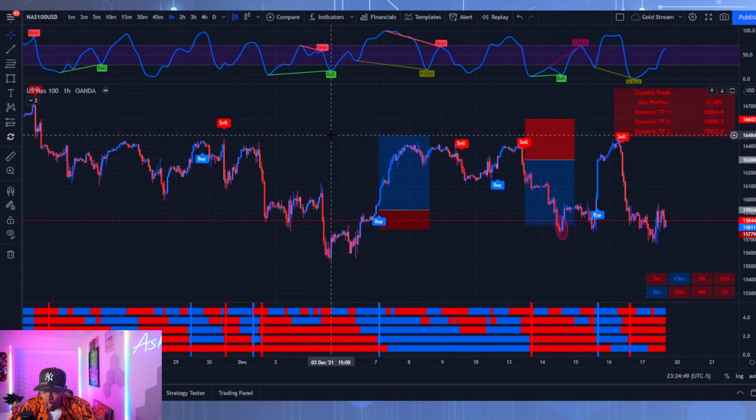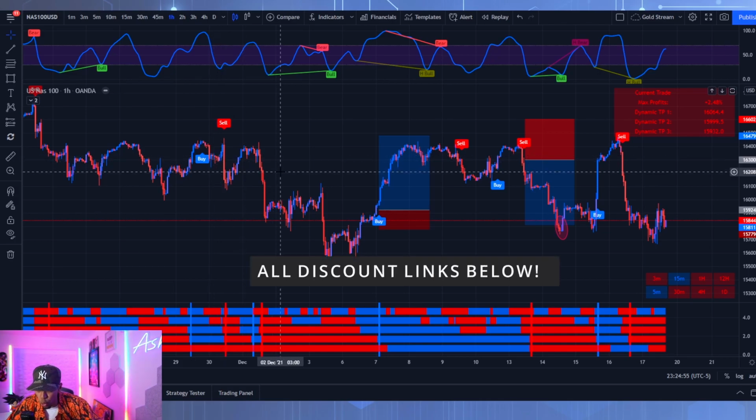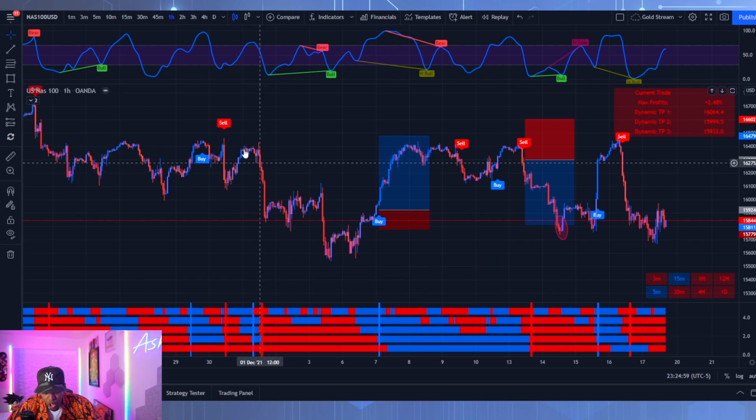NAS 100 might be one of the most profitable things that you can possibly trade. So of course, I would love to show you exactly how I am able to profit from this market almost every single time that I trade.